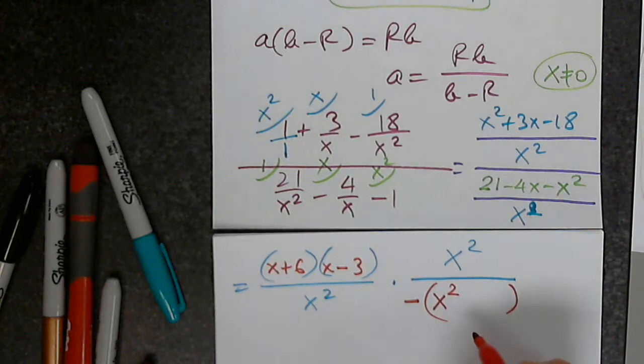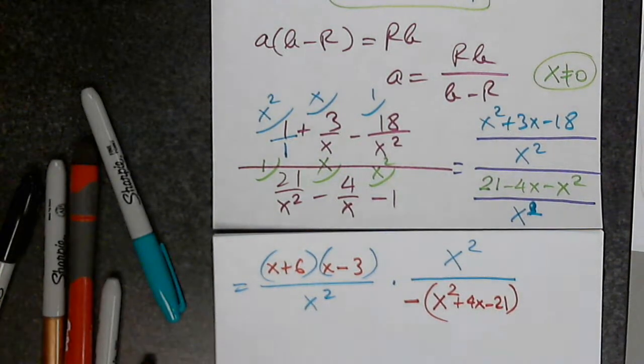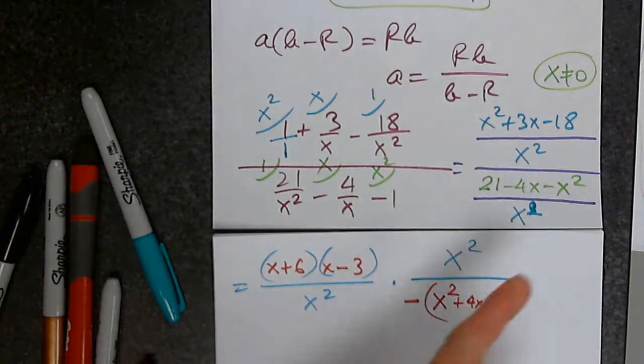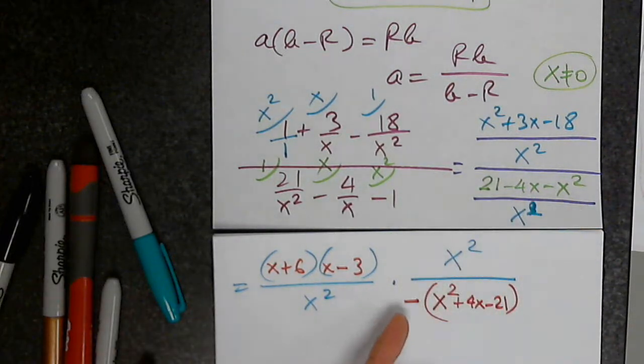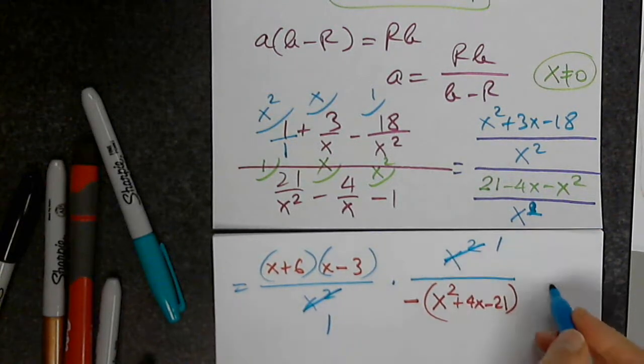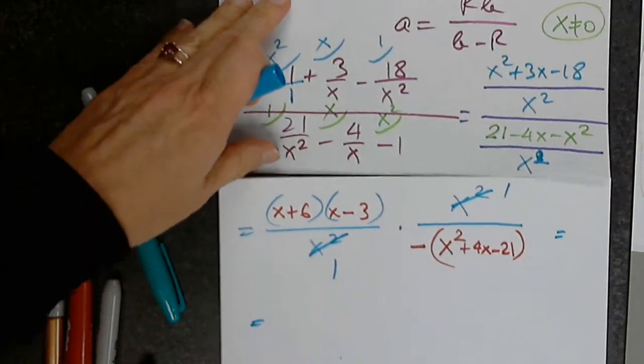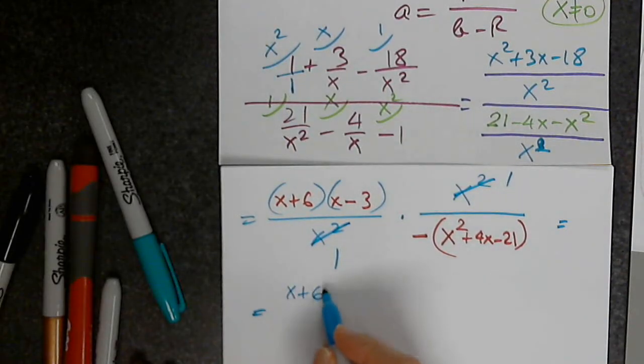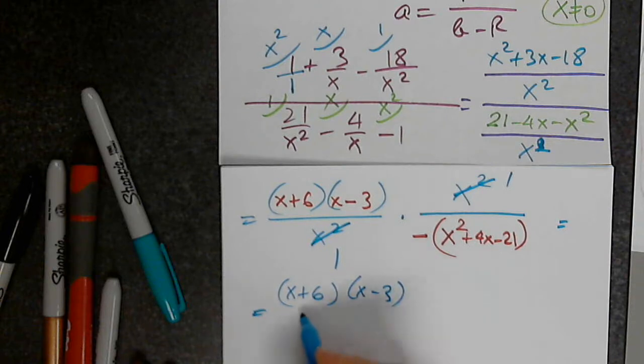X squared plus 4x minus 21. Very good. Let's check. -x squared, -4x, positive 21. Perfect. Now, something can go away already. What is that something that I'm looking at? Of course. 1 and 1. So now the top is x plus 6 times x minus 3.